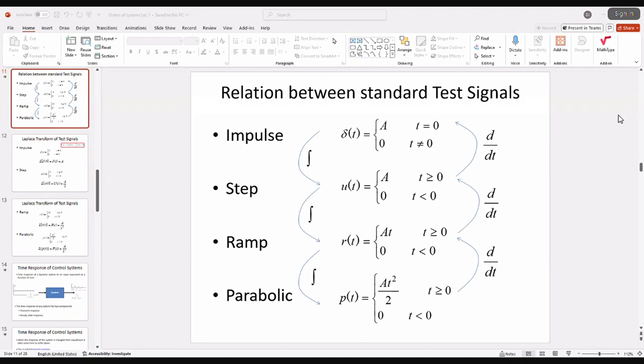Can you just give a physical connotation for the parabolic changing to ramp? Well, it is basically mathematical. If you want to know the rate of change of this signal, you would represent that by a ramp signal. And if you want to know the rate of change of this, you would represent that by a step. So it is really mathematical as such.